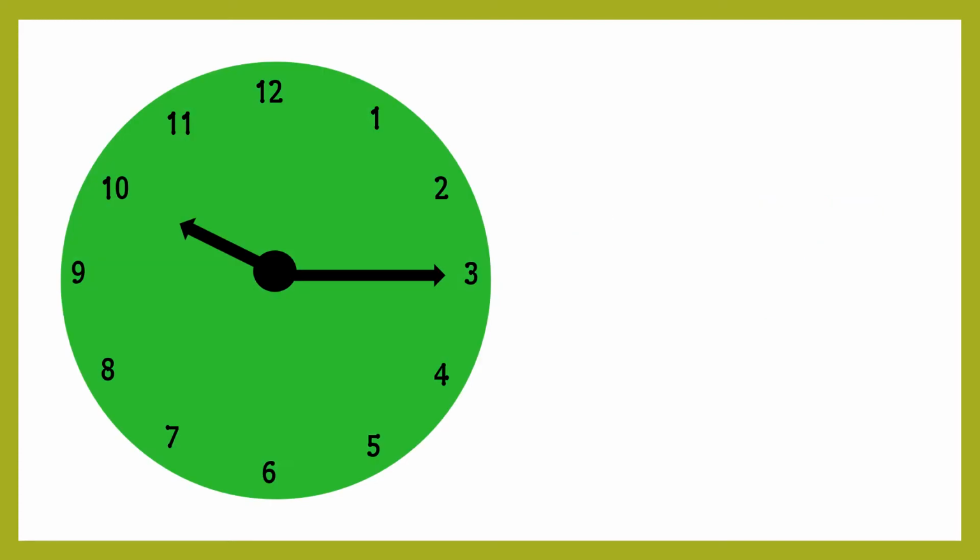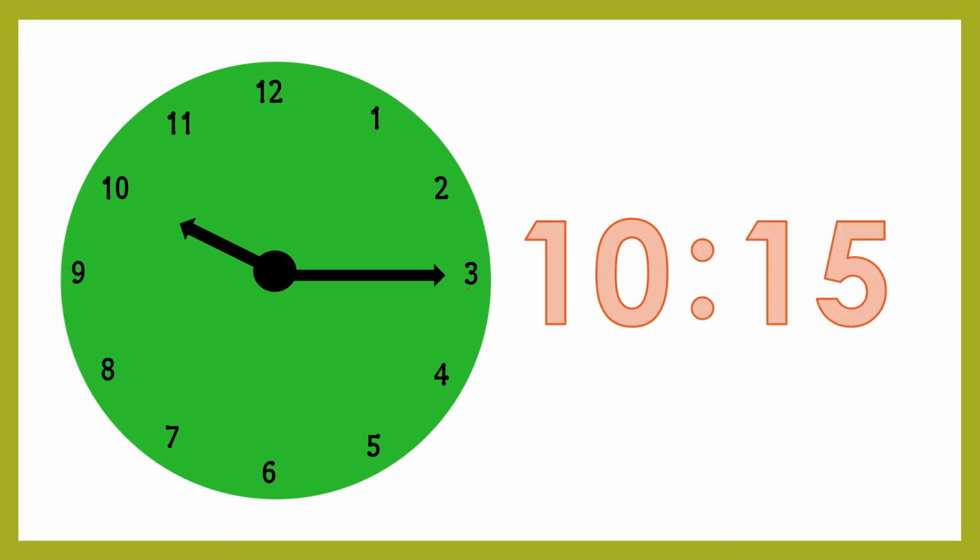Take a look at the next clock. The short hand is pointing to number 10. So the time is 10, that's the hour. And the long hand is pointing to number 3. That is 15 minutes. So the time is 10:15.